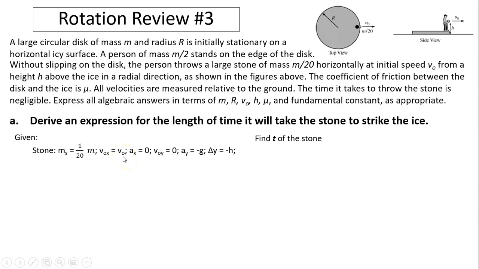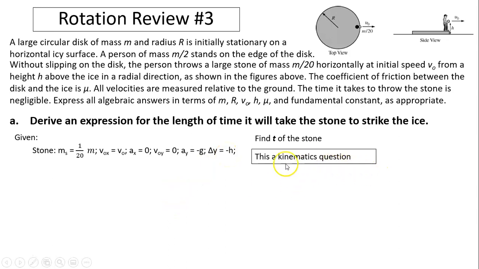Since the stone is in free fall when it's out of the person's hand, there is no horizontal acceleration. The stone's initial vertical velocity is 0 because the stone was thrown horizontally. The stone's acceleration in the y direction is negative g. This negative means downward. Remember, g is never negative. We also know the displacement in the y direction is negative h. Again, this negative means downward.